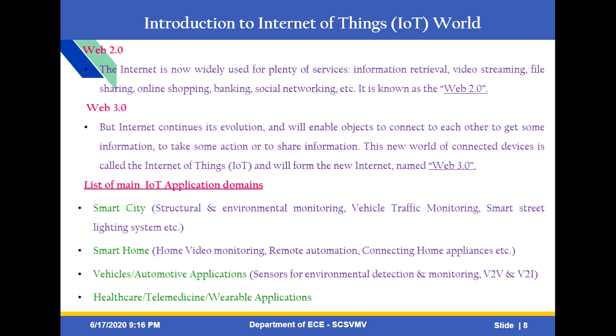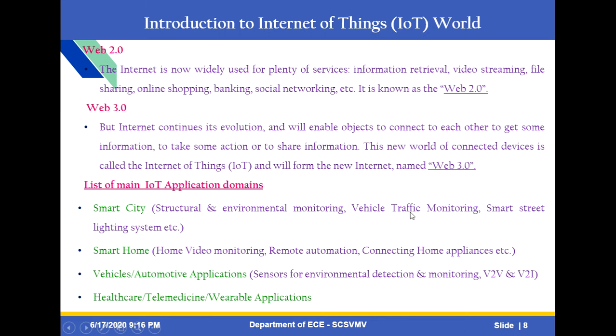Here, smart city. In this smart city application, you can monitor structural and environmental conditions, vehicle traffic, and smart street lighting systems. The concept of a smart city is one of the most mentioned and agreed to by many people in the IoT world. There are various domains, such as car and traffic monitoring management and city environment control, especially in the smart city IoT application.